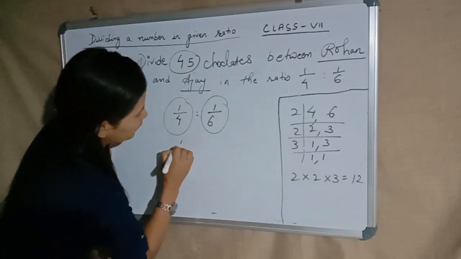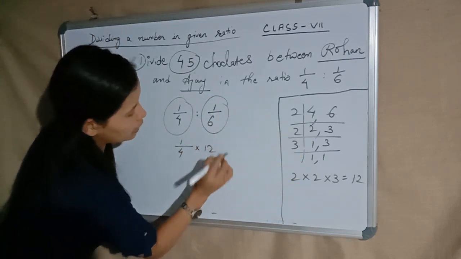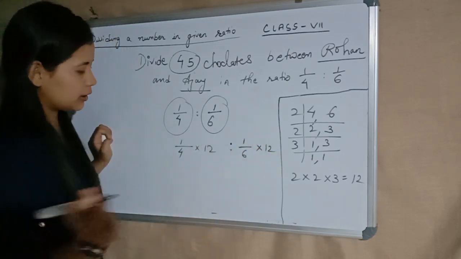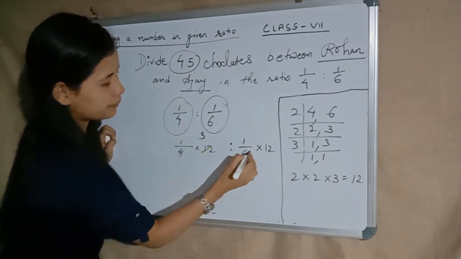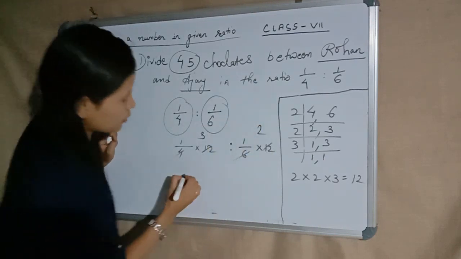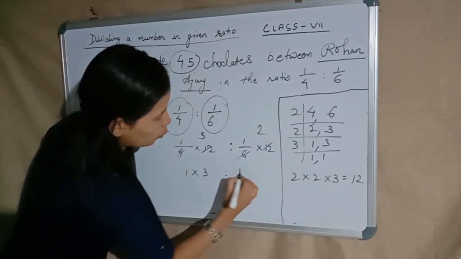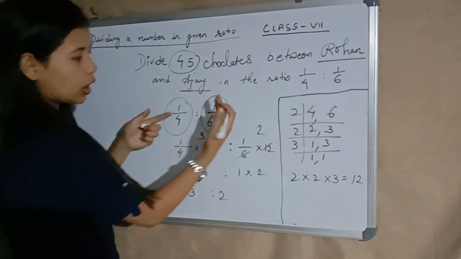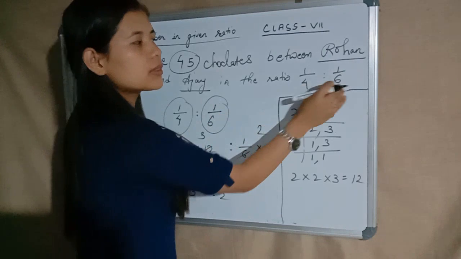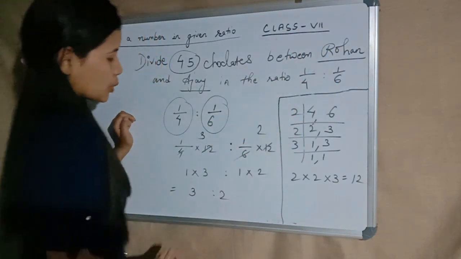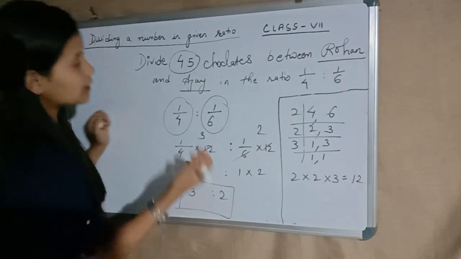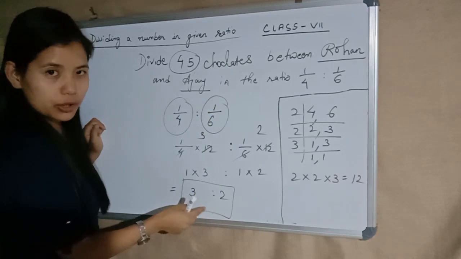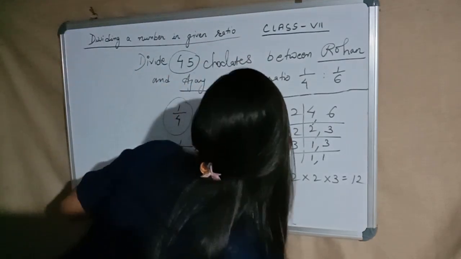So that will be equal to 1 by 4 into 12 is to 1 by 6 into 12. Okay. So this is, 4 3s are 12, 6 2s are 12. So that is 1 into 3 is to 1 into 2, which equals 3 is to 2. In all these steps, what I did is convert this ratio into the simplest form. Now our task is to divide these 45 chocolates between Rohan and Ajay in this ratio. We will be using the formula again.